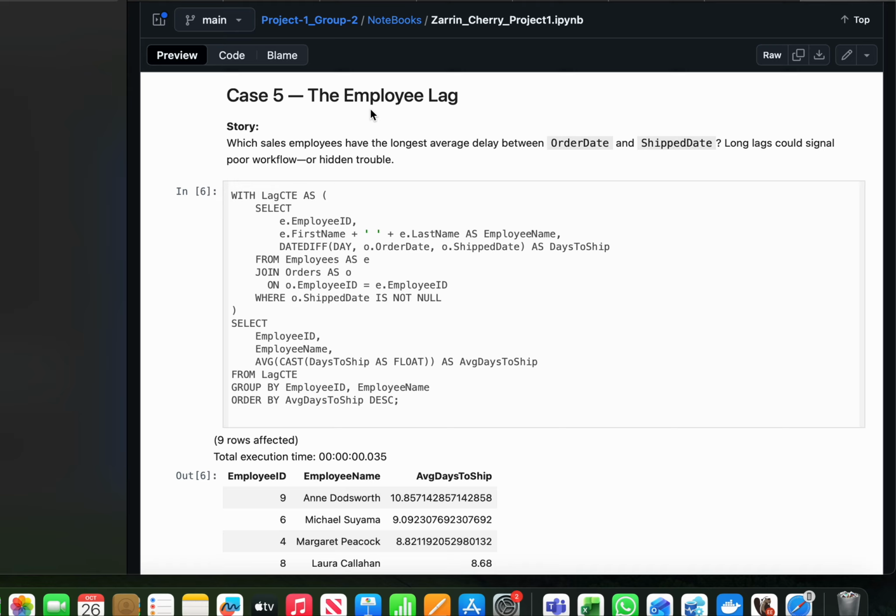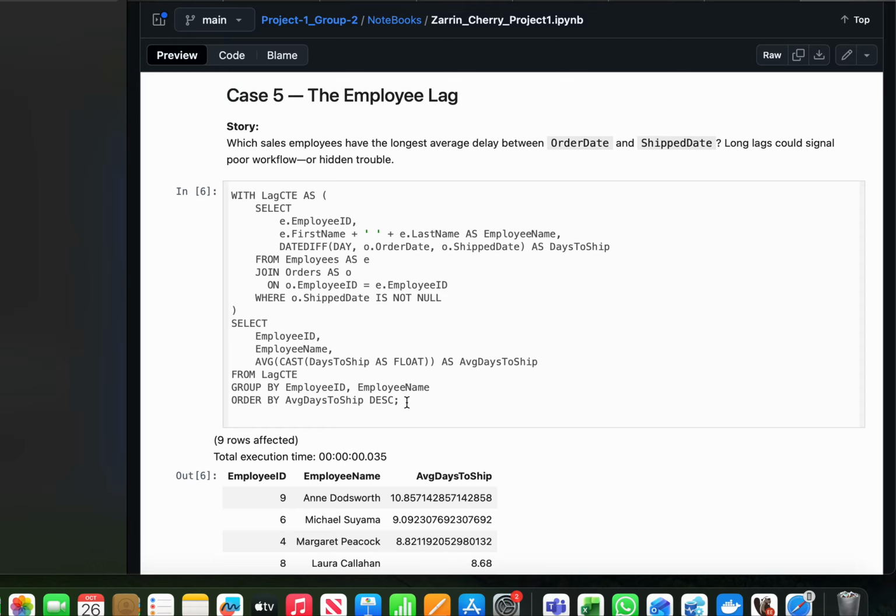Case 5, the employee lag. This one was about figuring out which sales employees took the longest to get orders shipped out after they were placed. To solve this, I used a common table expression or CTE, where I calculated the number of days between each order's order date and ship date using the date diff function. Then I averaged those values per employee to see who had the lowest average shipping time.